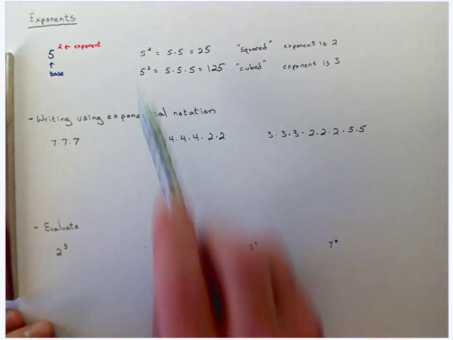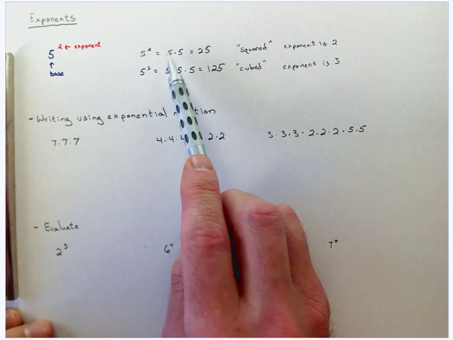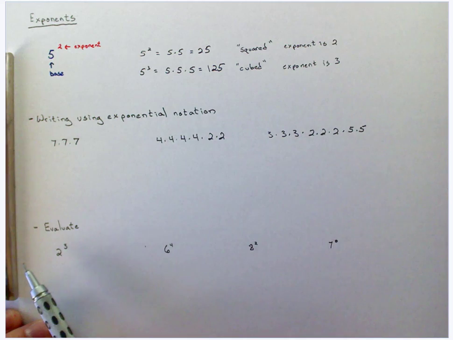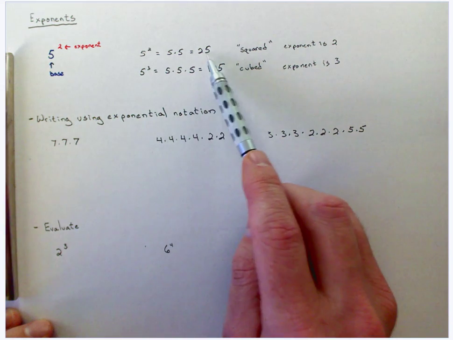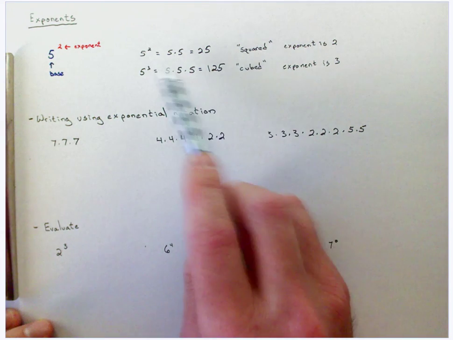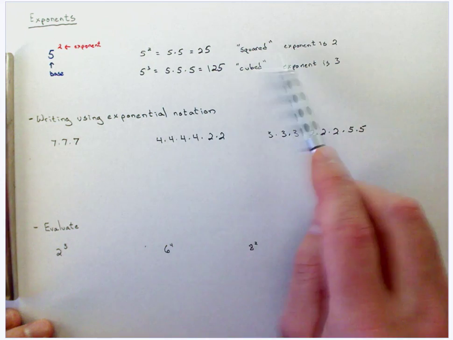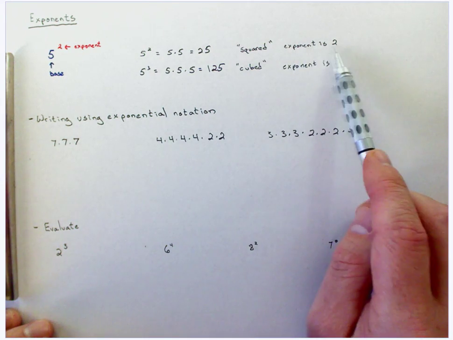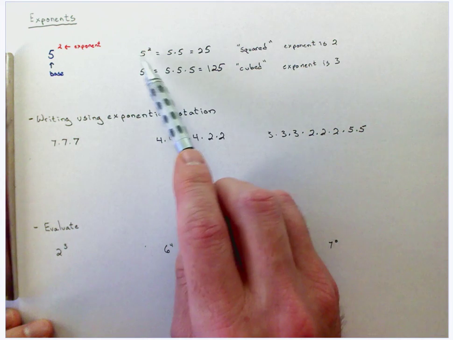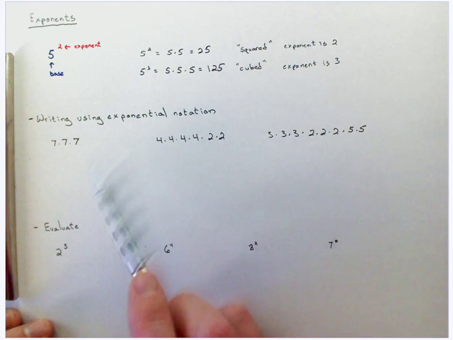5 to the second power is simply saying 5 times 5. 5 times 5 equals 25. We refer to this as being squared. 5 squared, 5 to the second power. Anytime you have an exponent that is 2, you can say squared. So this is 5 squared, which equals 25.